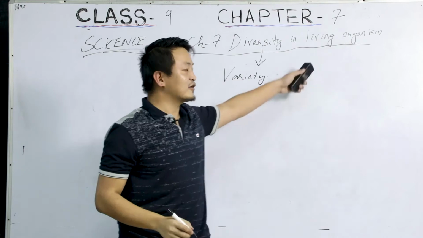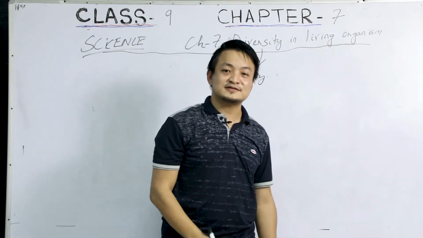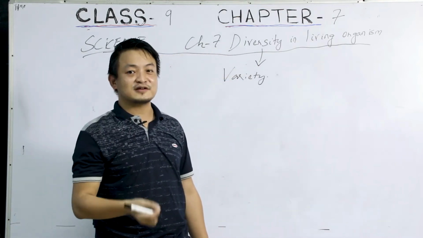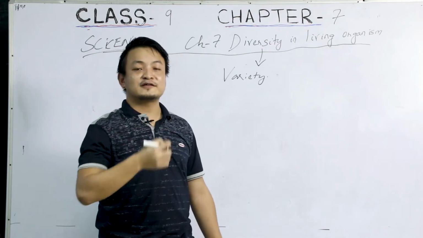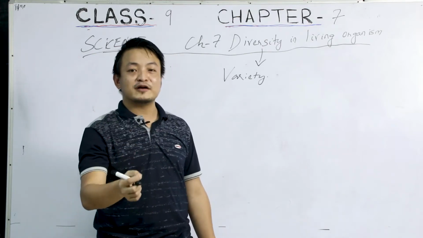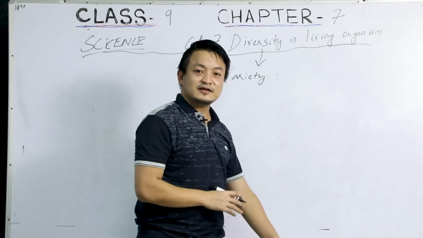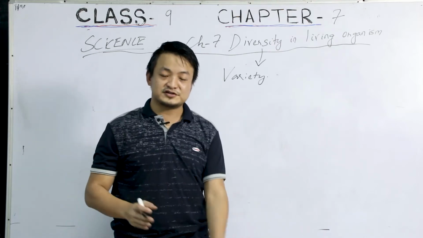Clear? Living organisms means we are living organisms. We can include plants. We have an ant. Okay, an ant is a living organism. We can also include the microorganisms which we are not able to see with our naked eye, right? So we are going to see a variety. And see, everyone, they have different structures, they have different functions, right?